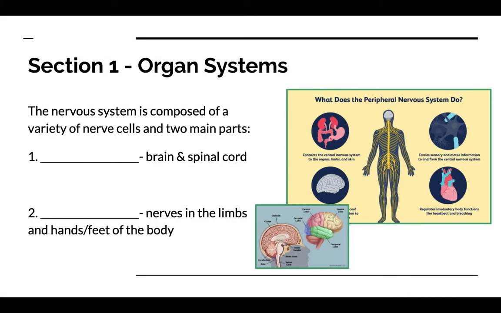Next up, we'll take a look at the nervous system. So again, this is a little bit of review from last unit. We have the central nervous system, which consists of the brain and spinal cord. And also we have the peripheral nervous system, and that's the nerves in the limbs, the hands and feet of the body as well.